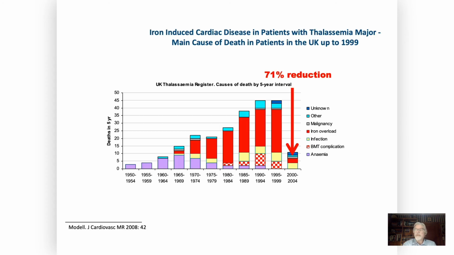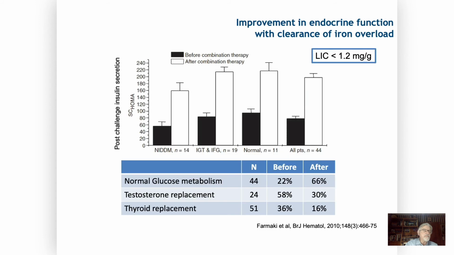So if you get rid of the iron, does this matter? Does it help at all? The answer is yes. This is the mortality in thalassemia patients. In 2004, you see a 71% reduction. This is coincident with the advent of two chelators, Desferal and Exjade, and also when we started to be able to measure iron using MRI to adequately treat them. So substantial reduction, and all of this death was reduced because of cardiac deaths.